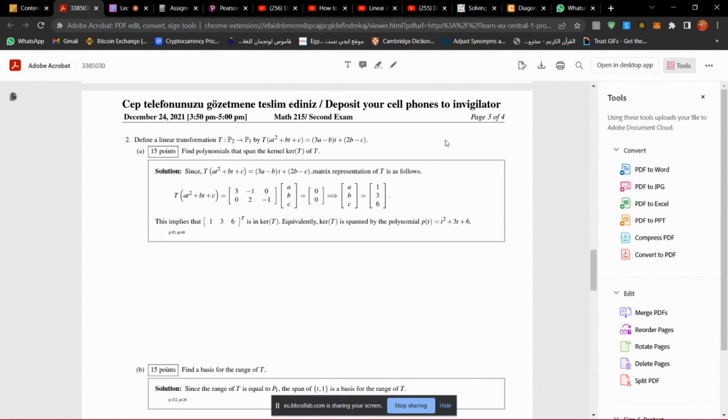Okay, so kernel means that T of a polynomial is equal to 0. So we need to start by 0 is equal to T of a t squared plus b t plus c. So that's 0, 0 is equal to a matrix multiplied by a, b, c. And the only way to do that is if 3a is equal to b and 2b is equal to c.